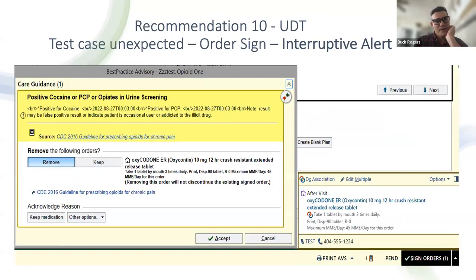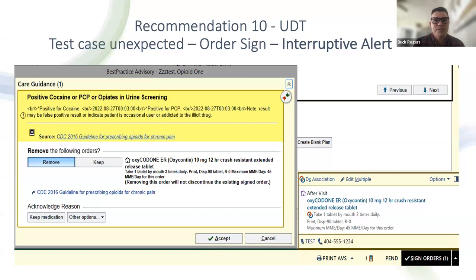Great. Yeah, so this screenshot shows the interruptive VPA alert. I just keep saying interruptive because I'm trying to differentiate the two: the standard traditional VPA alert at the order sign step in Epic for the provider. You can see at the bottom right there that the sign orders is checked in, blocked out. Anyways, this is a CDS Hooks card being returned in the interruptive fashion.